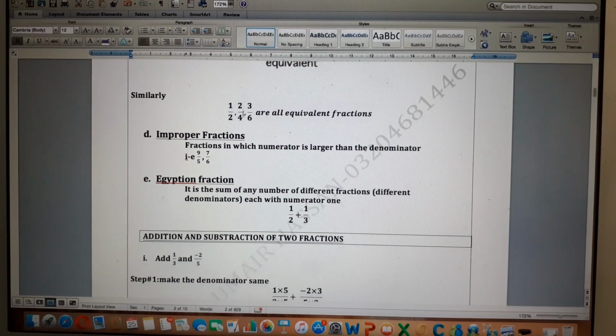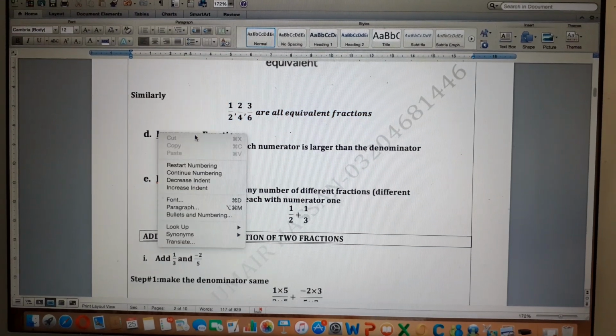1 over 2, 2 over 4, 3 over 6 are all equivalent fractions. How? 1 over 2, and if you simplify 2 over 4, you will get 1 over 2. If you simplify 3 over 6, you will get 1 over 2. So upon simplification, your result is the same, but in this form, they have different numerators and different denominators. So such fractions are equivalent fractions.